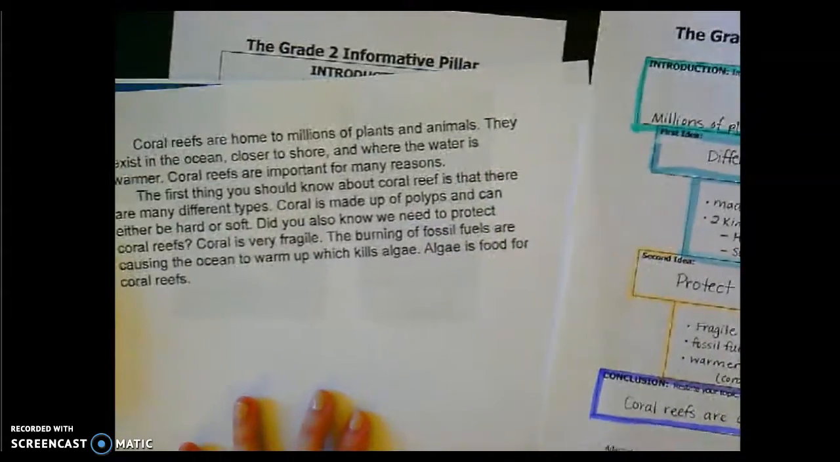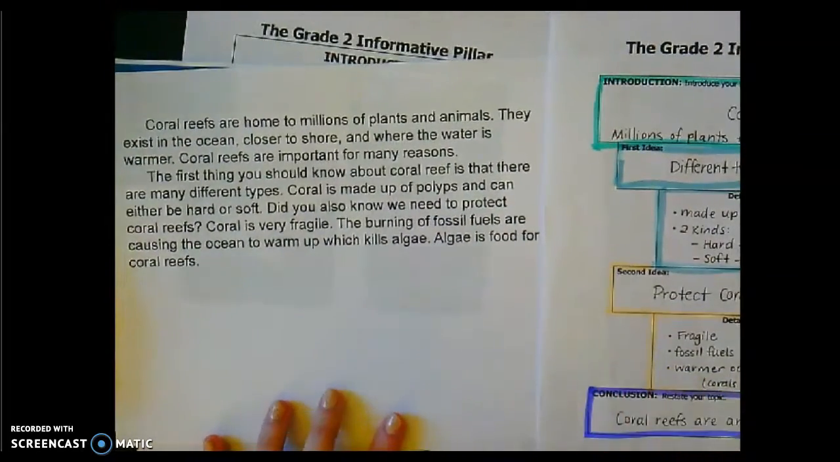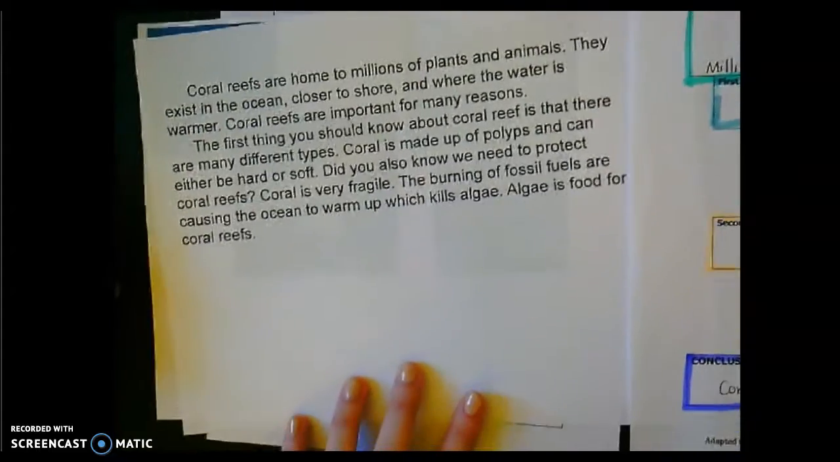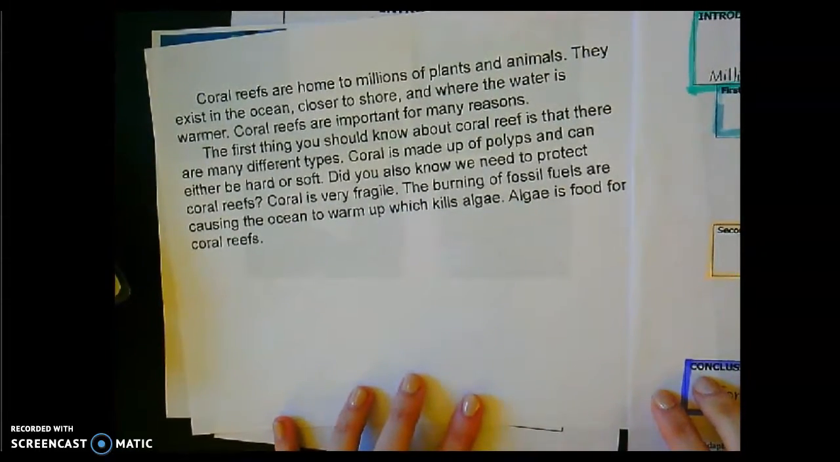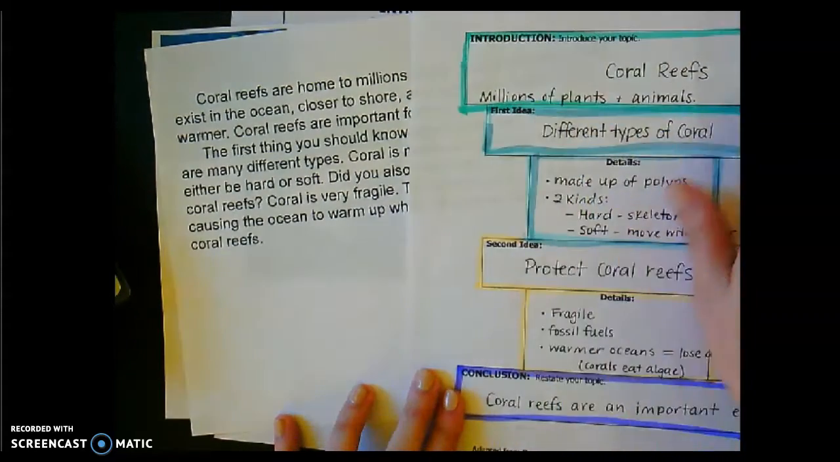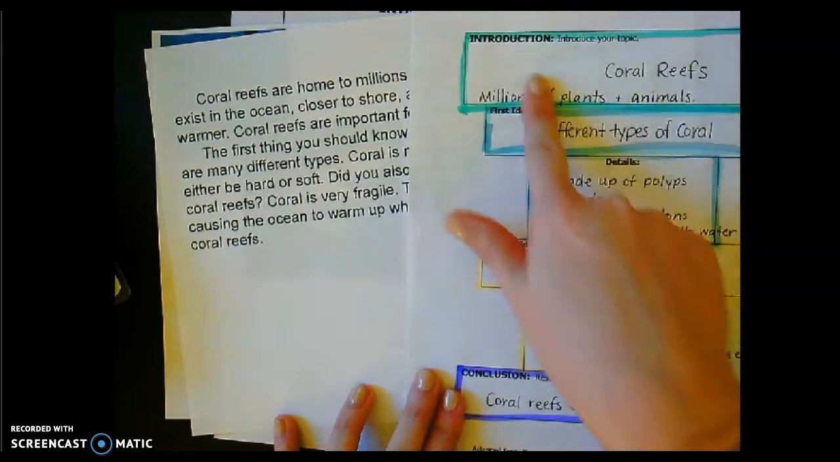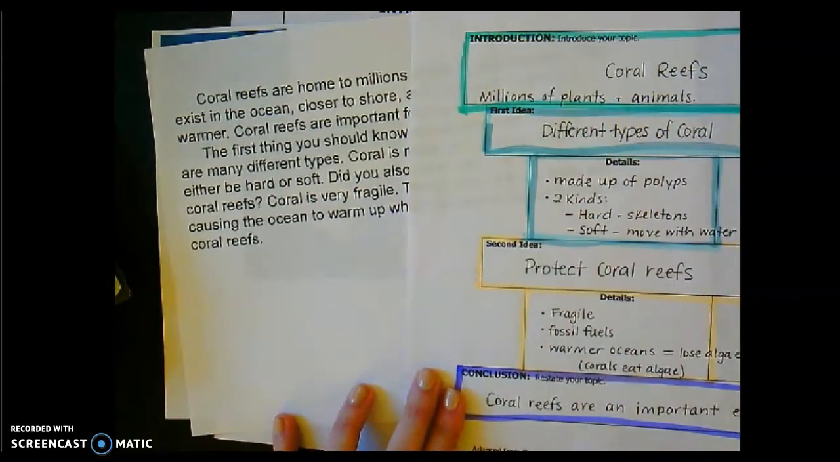Coral reefs are home to millions of plants and animals. They exist in the ocean closer to shore where the water is warmer. Coral reefs are important for many reasons. So that was my introduction that I took from here, and I actually used a couple more facts from my fact sheet to make that super interesting and hook my reader.